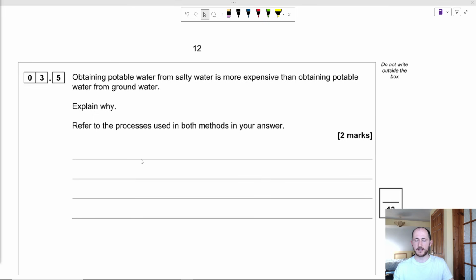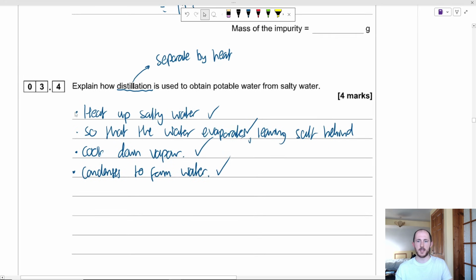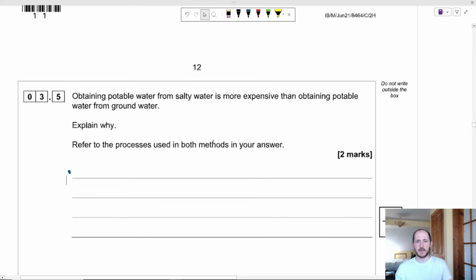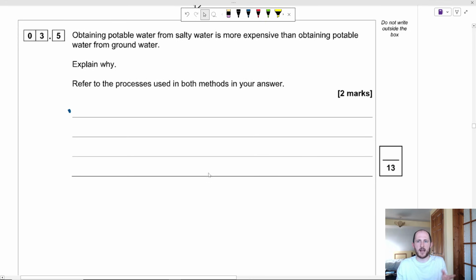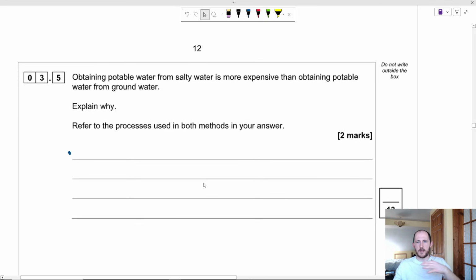Well, first things first, let's start with the salt water. So why would you think that might be expensive? Well, if we go back to our previous answer, you need to heat up salt water. Now, you might think, okay, that's not too bad if I just want to drink. But imagine if you're trying to provide water for 1 million people. Heating up millions of litres of water is incredibly difficult. Incredibly difficult. It's very expensive.